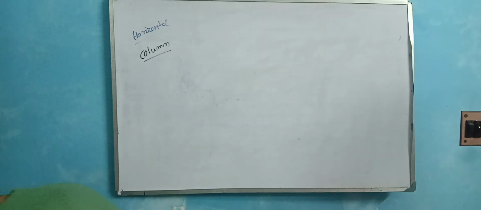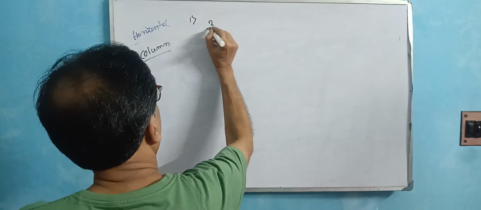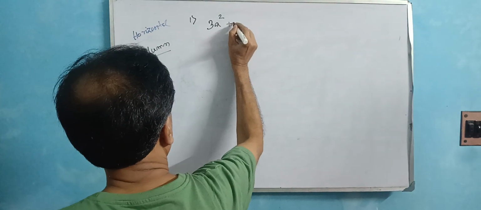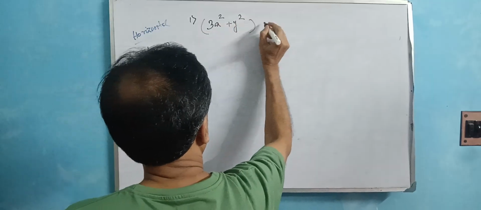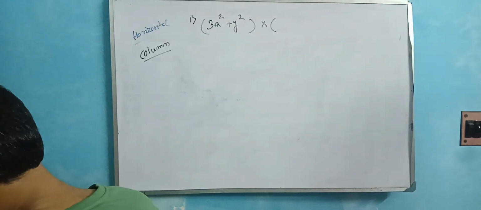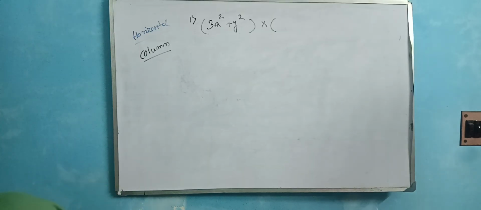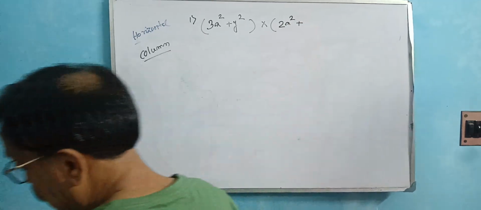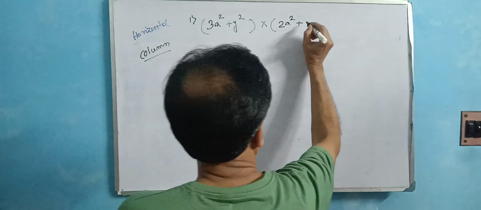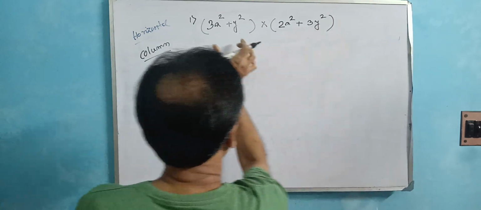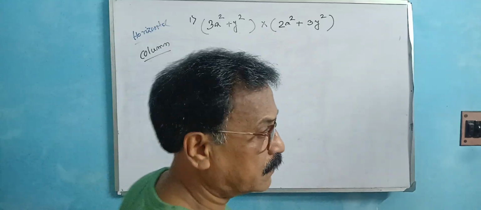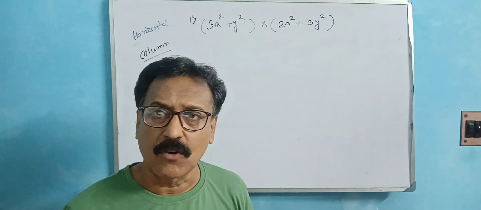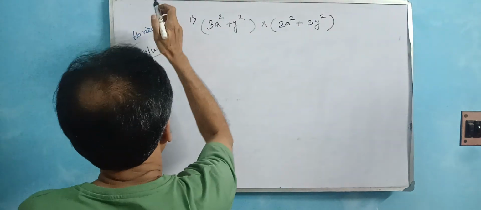Suppose one sum: 3x square plus y square, and you multiply this with 2x square plus 3y square. Okay, so this is the sum. Multiply this with this. I will show you the two ways, one is horizontal, one is column. First one is the horizontal process.